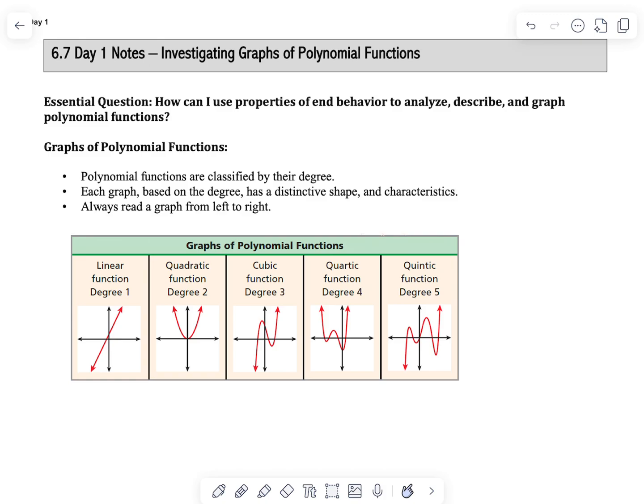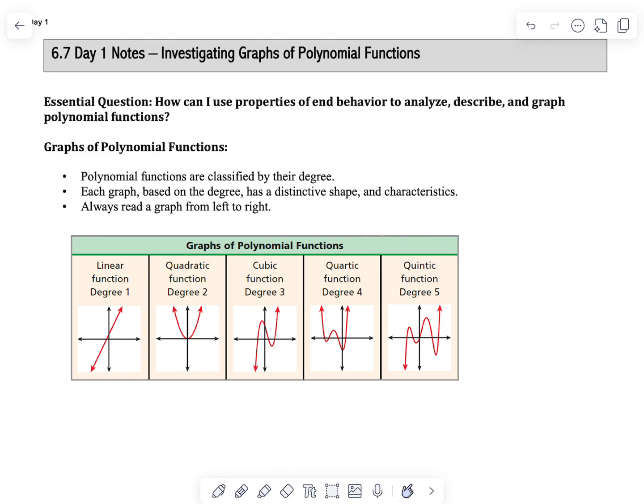This topic is investigating graphs of polynomial functions. So there are 5 graphs below of polynomial functions, and the first graph shows you a linear function. The degree is 1, so you're graphing a line. When the degree is 2, you're graphing a quadratic function.